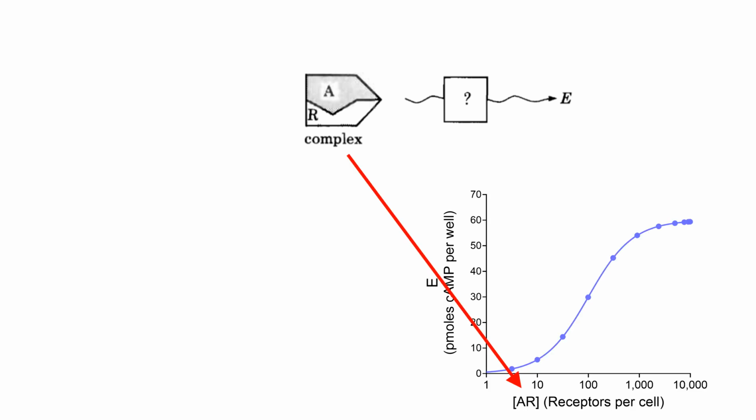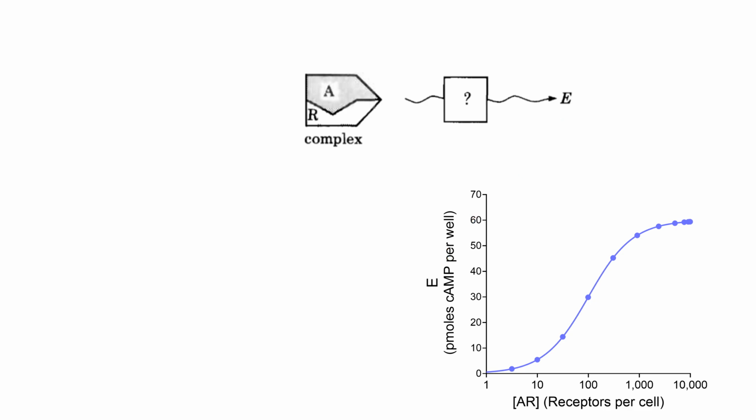On the x-axis, we have the concentration of the agonist-receptor complex. Note that this is different from the graph on the previous slide. Here, the x-axis is not the agonist concentration, but instead it is the agonist-receptor complex concentration. On the y-axis, we have the signal being generated by the agonist-receptor complex.